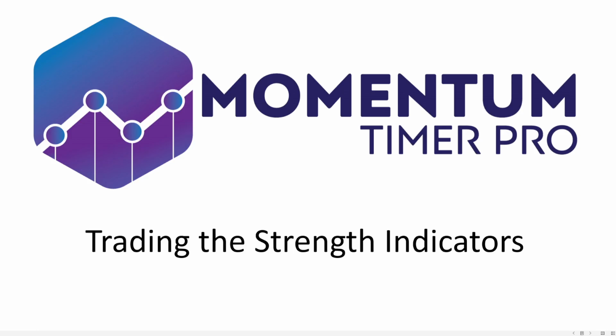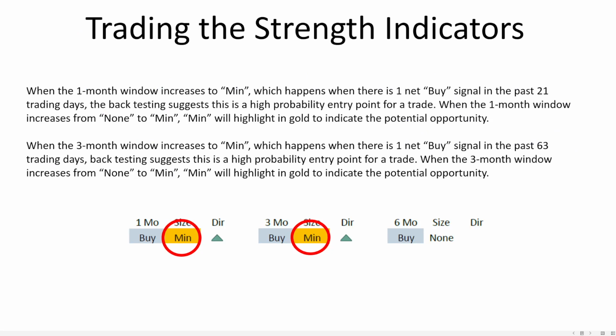So let's take a look at using Momentum Timer Pro for trading the strength indicators. We're going to be ignoring the daily signals, focusing completely on the strength indicators. These are for much longer term traders. Perhaps you're a money manager like myself, looking for longer term entry points where you're not concerned about what day you're buying in, but you're looking to catch a bigger trend.